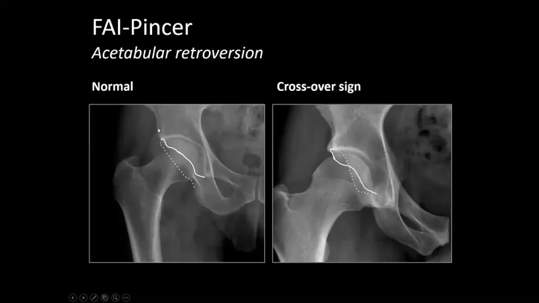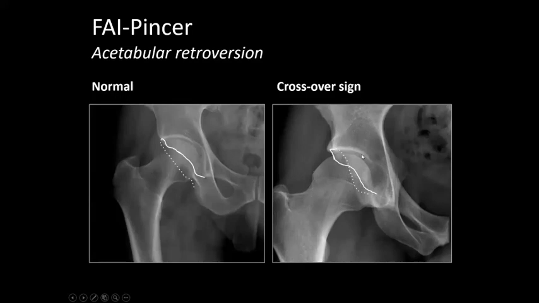The normal acetabulum here on the left side, when you look at the anterior margin of the anterior wall of the acetabulum and the posterior margin of the posterior wall of the acetabulum, they should look like an inverted V shape. So this one is an inverted V shape because the anterior margin of the anterior wall is medial to the posterior margin of the posterior wall.